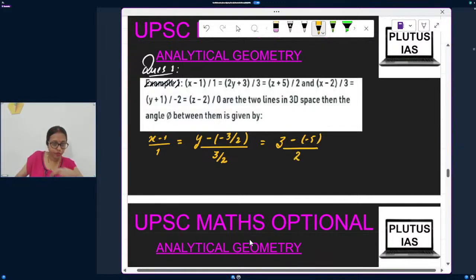So for the first line, what is the point on the line? 1, minus 3 by 2 and minus 5. And what are the direction ratios of this line? 1, 3 by 2 and 2.